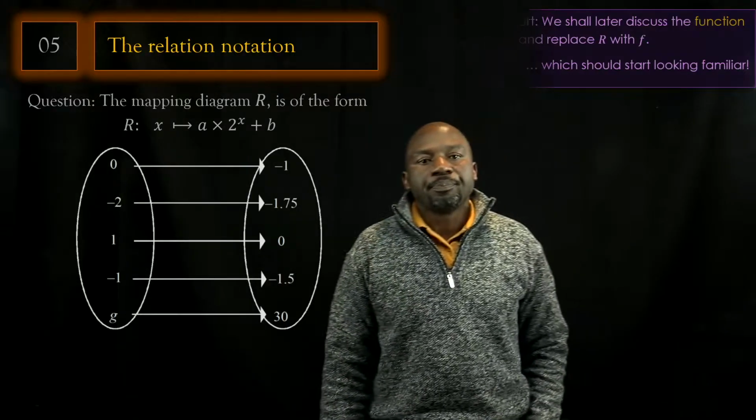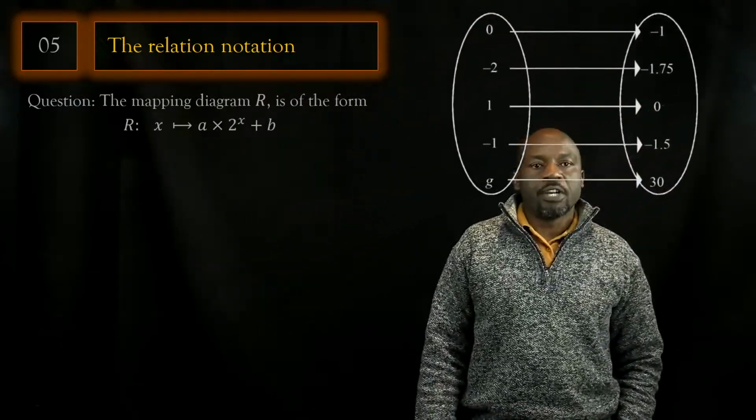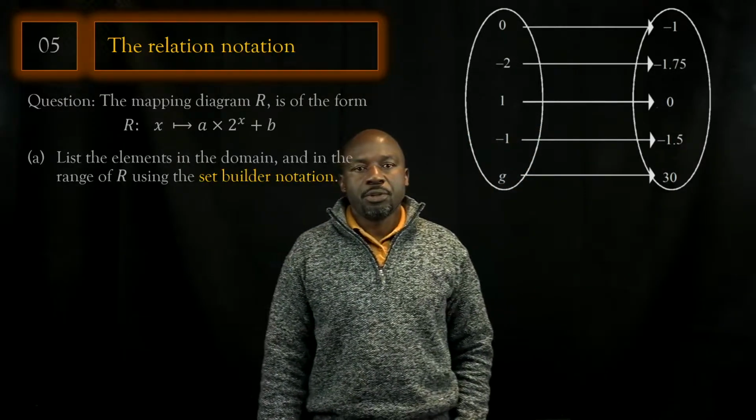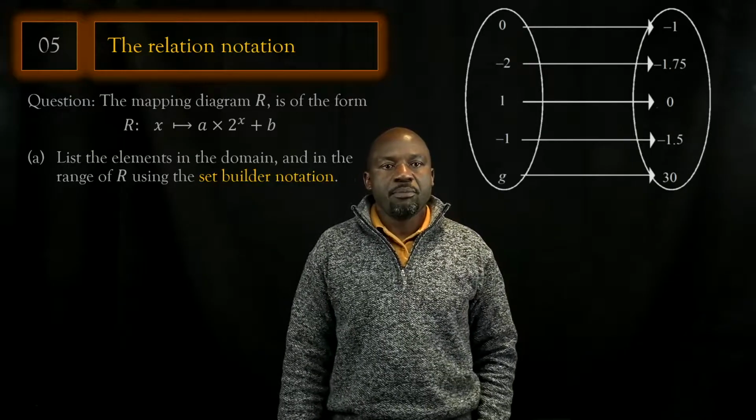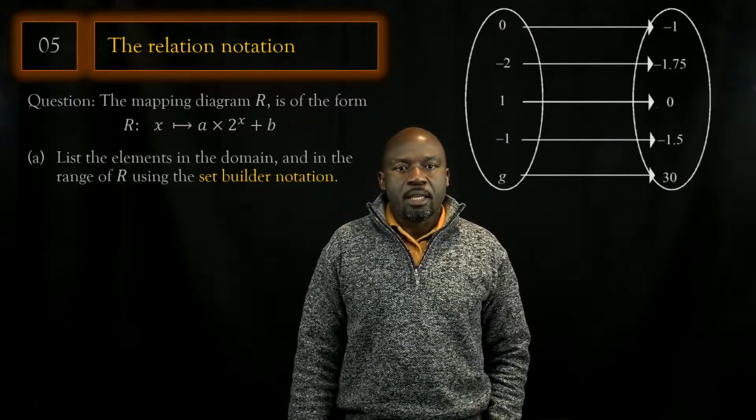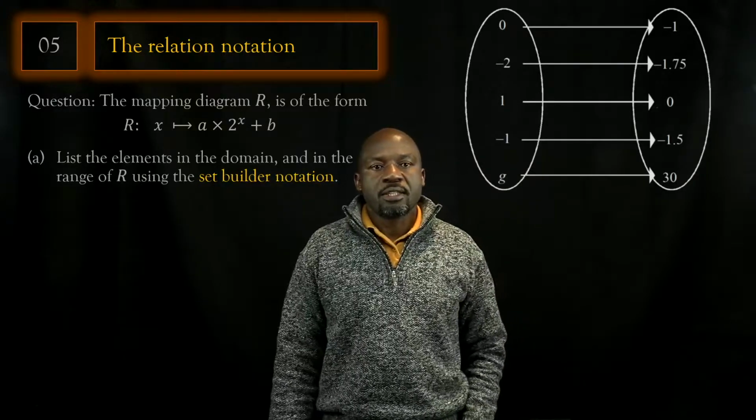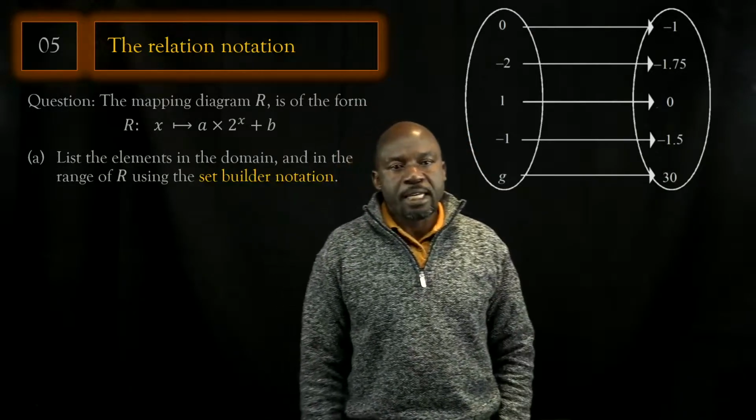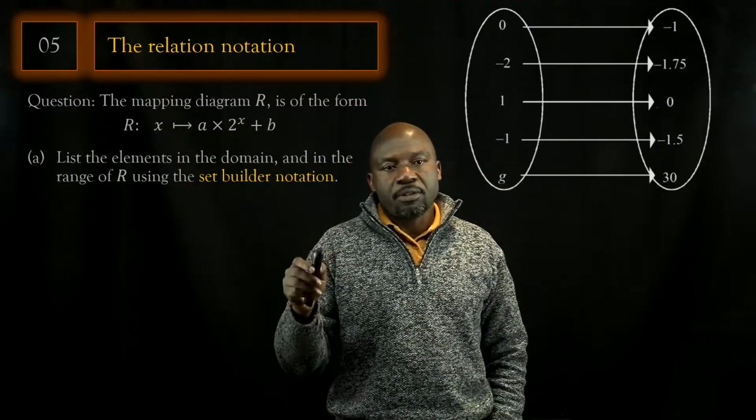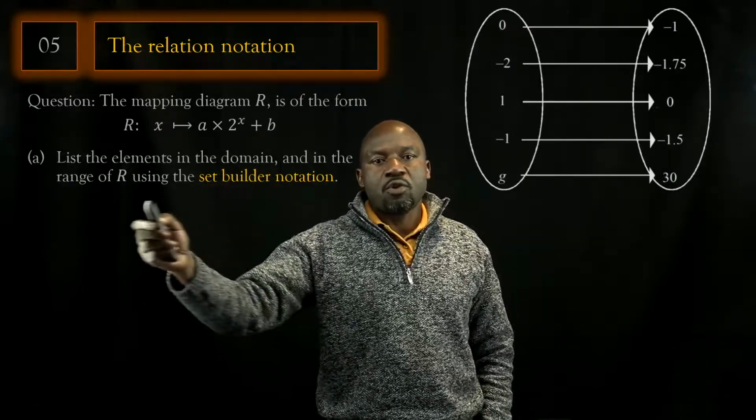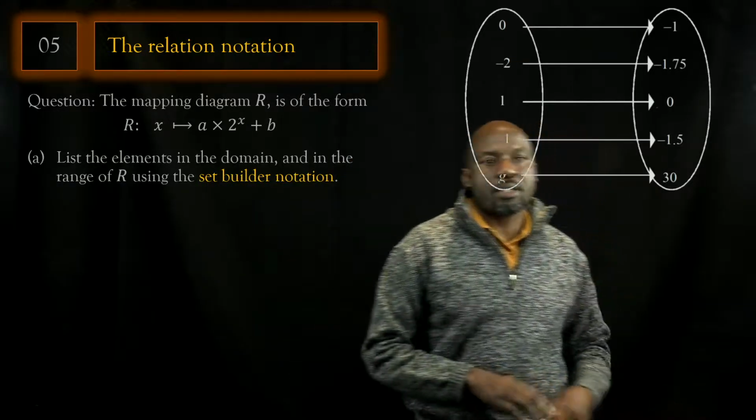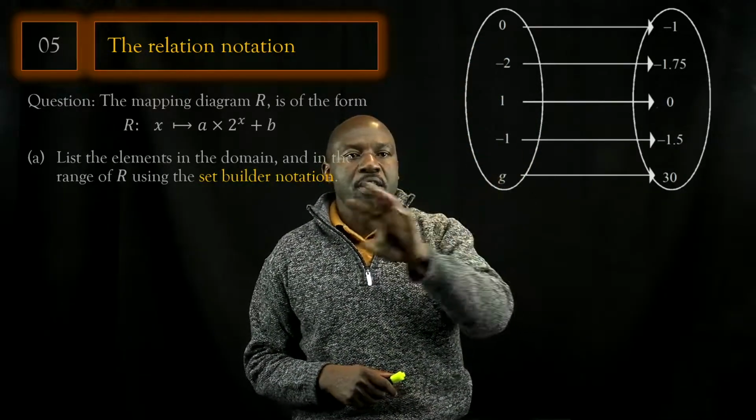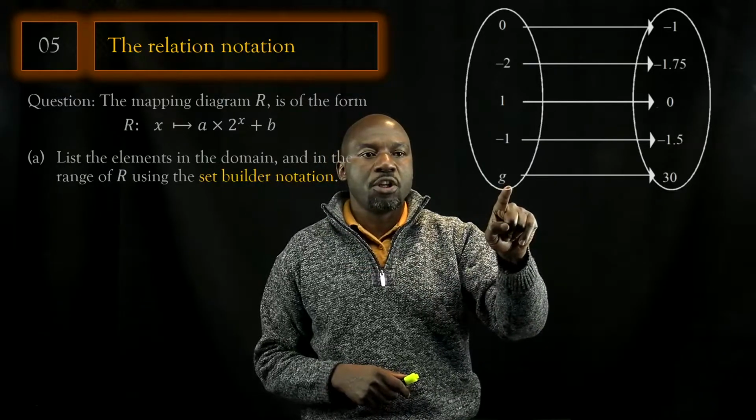So what is this about? Move that to the side. Part A of the question is asking us now to list the elements in the domain and in the range of R using the set builder notation. So what are the values in the domain? We want to use set builder notation to express the domain and to express the range. How do we express the domain here? We already have our domain except something is missing there. Before we can express our domain, we need to know what this G here is.